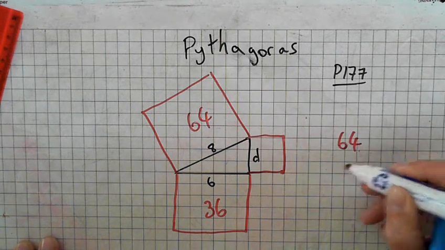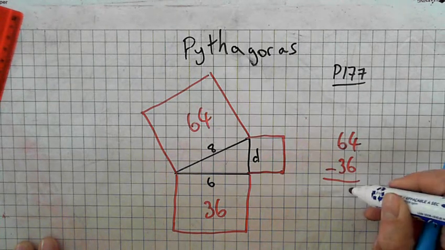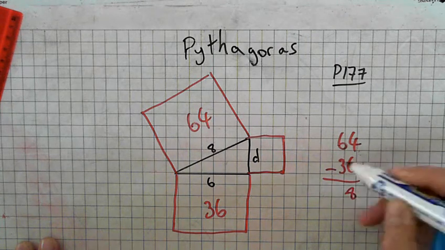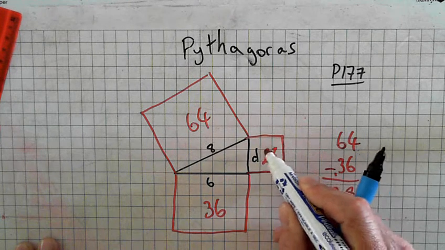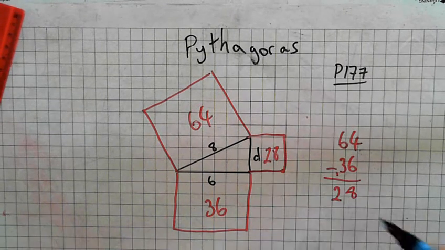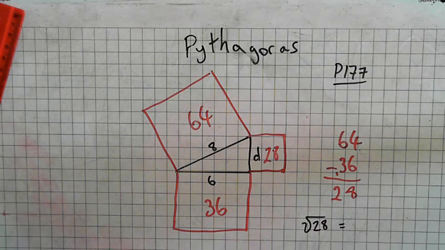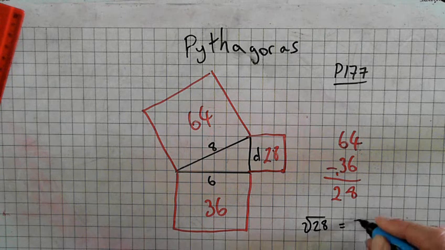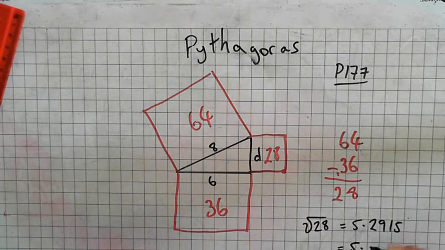Take away. 64 minus 36. Let's take them away. That's 28. So that's the area of that field. To get the length of one side, the square root of 28 equals 5.2915. So 5.29.